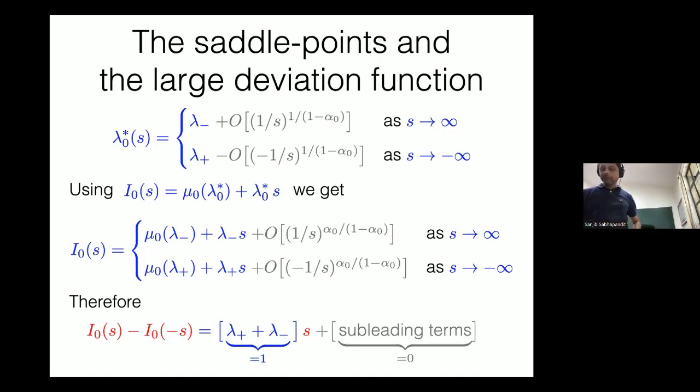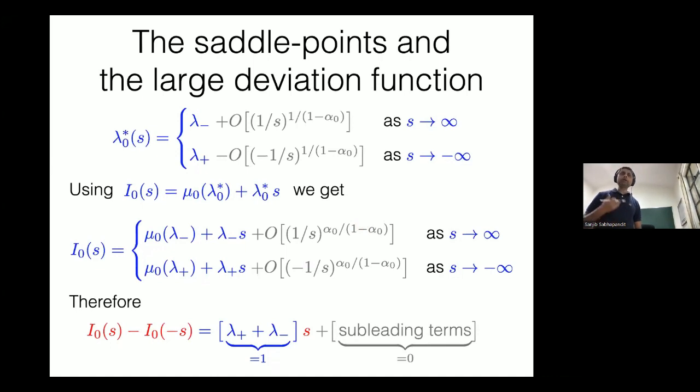So it is given by this: it goes either to lambda minus or lambda plus, with 1 over s to the power something corrections. Therefore, your large deviation function in these two limits for large s is given by this plus this one plus your correcting term.